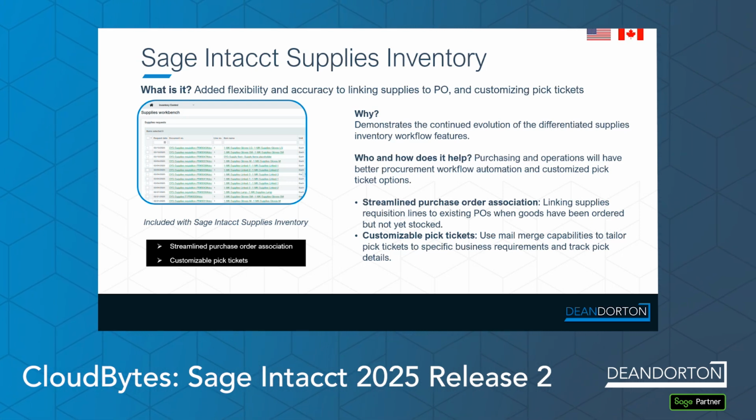But they are expanding some of the functionality in the supplies inventory and giving you more capabilities for those requisitions, linking them to existing POs when they've been ordered and things like that. And then some mail merge additional capabilities to tailor those picking tickets to your specific business requirements. So just additional functionality in that supplies inventory.